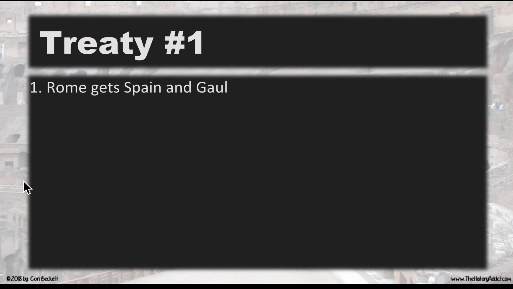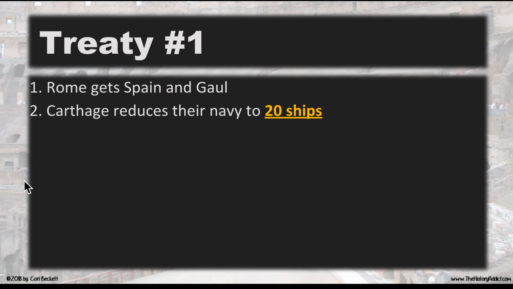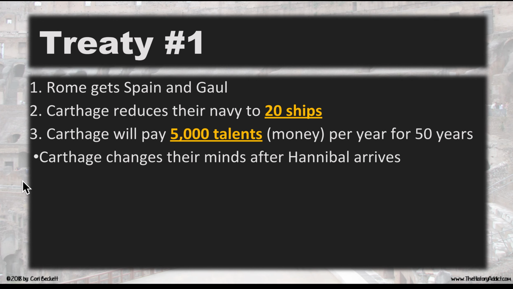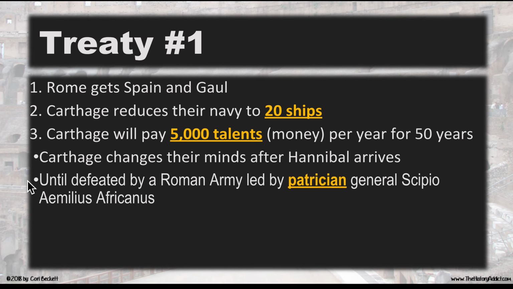And as part of these peace terms, they had to do treaties. Now, Rome got Spain and Gaul as part of the treaty. Carthage had to reduce its navy to 20 ships. They had to pay 5,000 talents, which was their form of money, per year for 50 years. But what happened was after they signed this treaty, Hannibal came home and Carthage was like, "Nah, we're not going to do that anymore. We don't have to do that. Our guy's back. Don't worry about it."